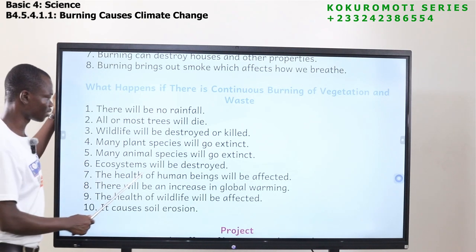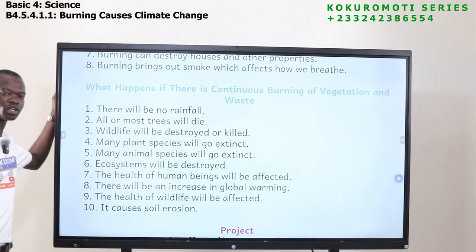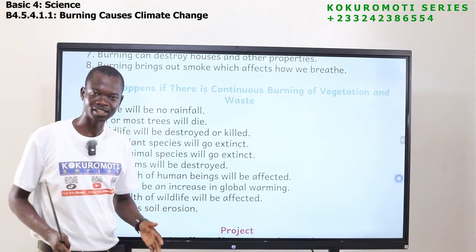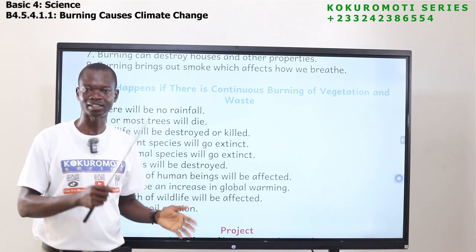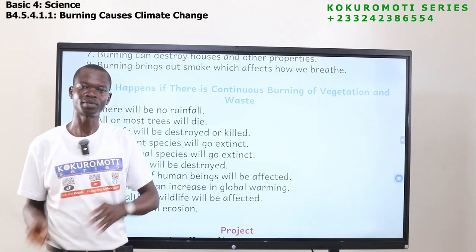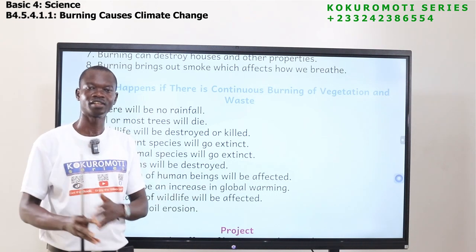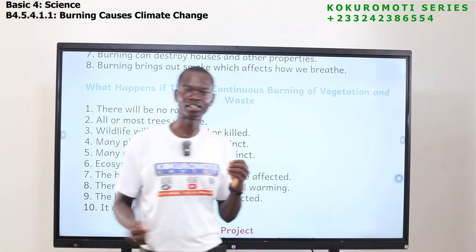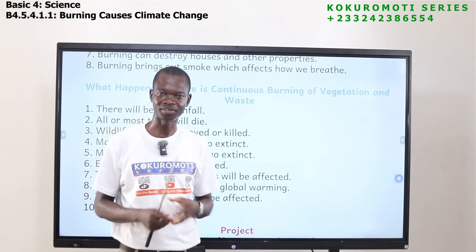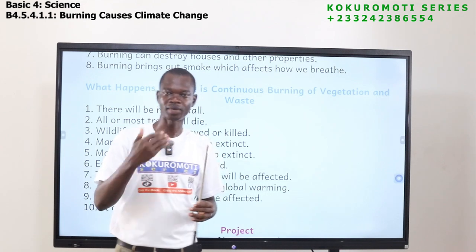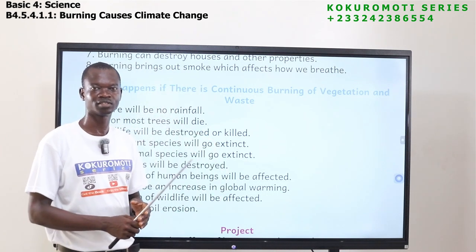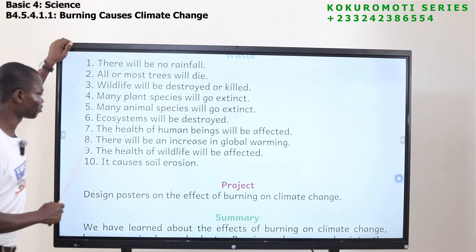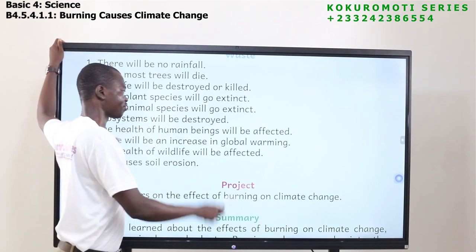Number 6, ecosystems will be destroyed. When you talk of ecosystem, we are talking about living things and non-living things in the same place where they interact. Living things depend on non-living things, right? So the interaction that happens in this area, if there is continuous burning, that kind of interaction will not be there. Okay. The next one, number 7, the health of human beings will be affected.